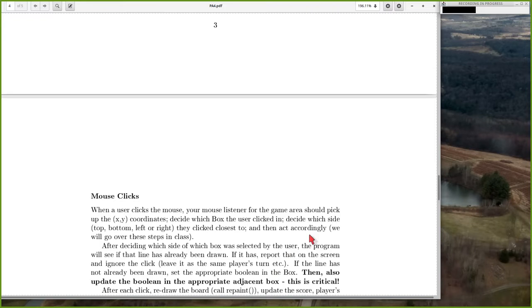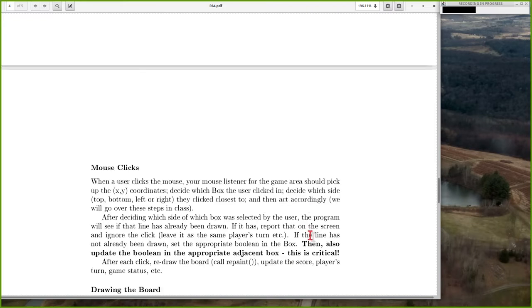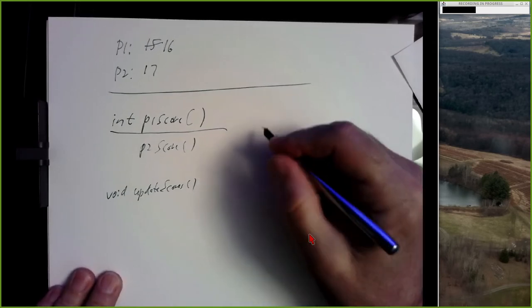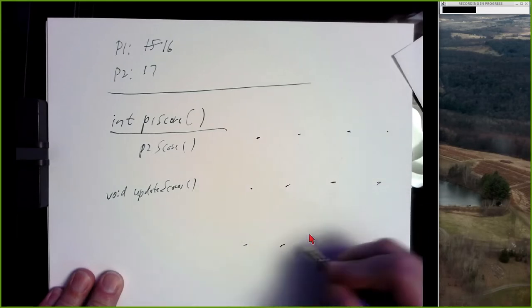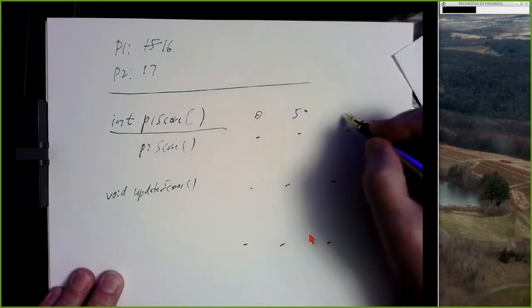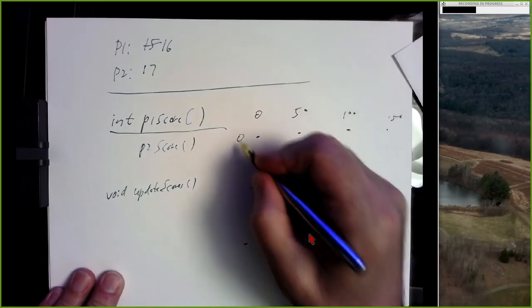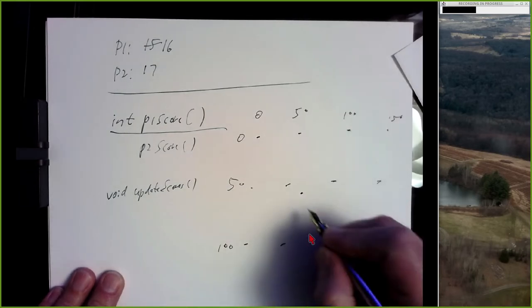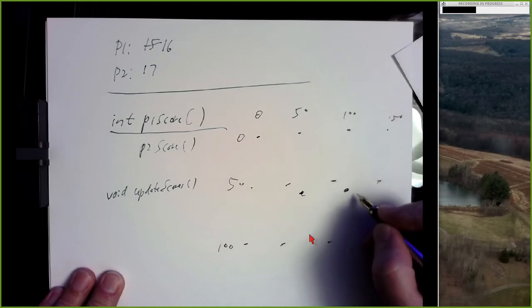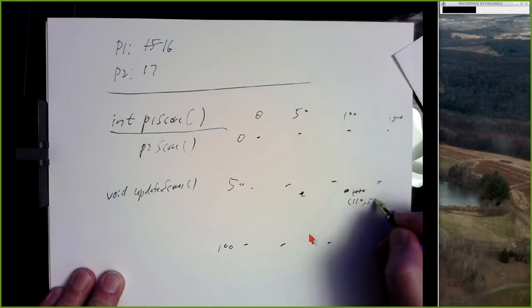Alright, so mouse clicks. We know that when you click, we can get the XY coordinates. We're going to have to decide what do we do in response to that click? So let's draw an example of a board here. So here's 0, 50, 100, 150. Here's 0, 50, 100. And suppose the person clicks right here. Let's put the click right here. So this is at X equals 110 and Y equals 55.